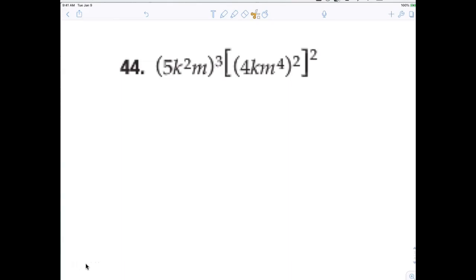All right, Lander, first one. What does that simplify to? 125 and n to the sixth power to the third. Thank you very much.